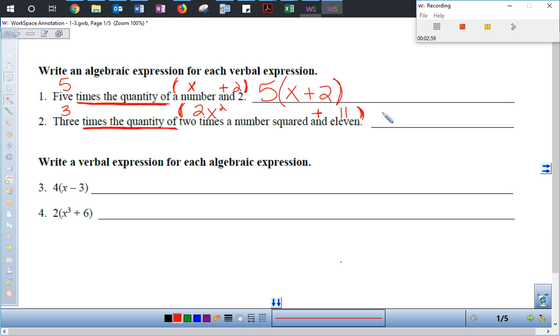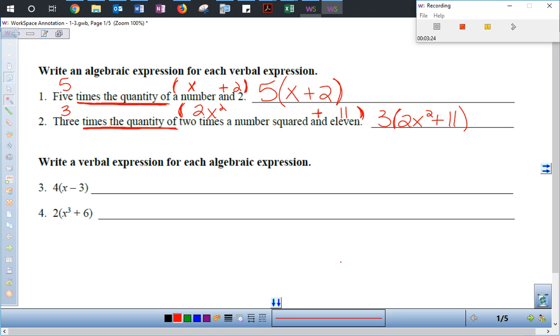So we'll have 3 and then open our parentheses, 2x squared plus 11. So again, 3 times the quantity of 2 times a number squared and 11. Now they're going to give us the algebraic expression, and they want us to write the verbal expression for each one. So we're going to take it mathematically and write it out.